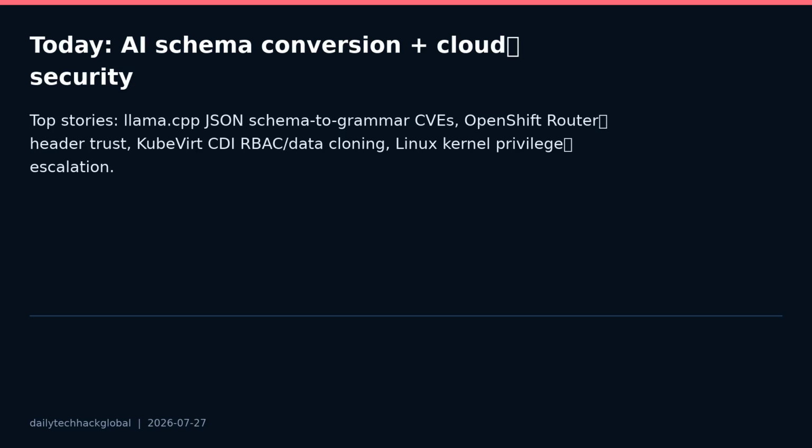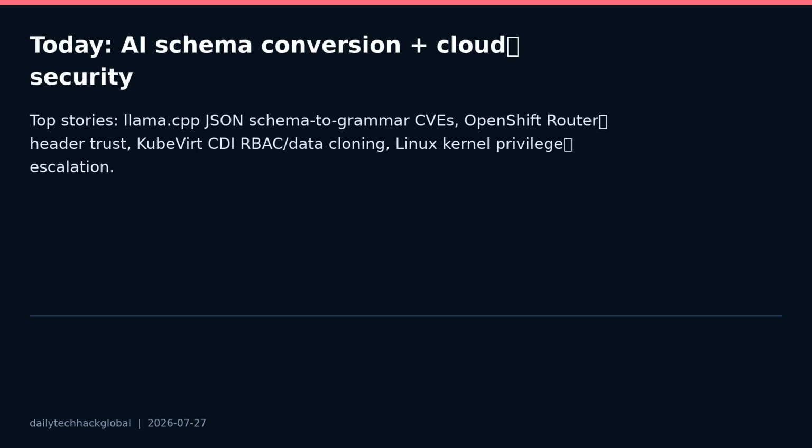We will also cover an OpenShift Router issue that can affect client certificate identity headers, a KubeVirt CDI permission problem that can expose persistent volume claim data, and a Linux kernel local privilege escalation tracked by Red Hat. The main takeaway is simple: patch where fixes are available, reduce untrusted input, audit RBAC, and preserve logs before cleanup.